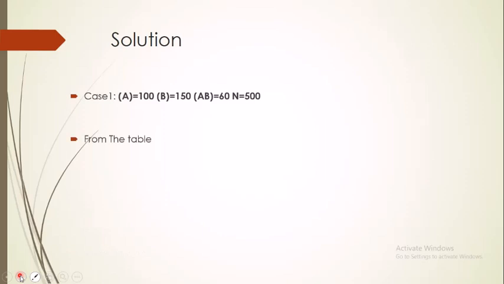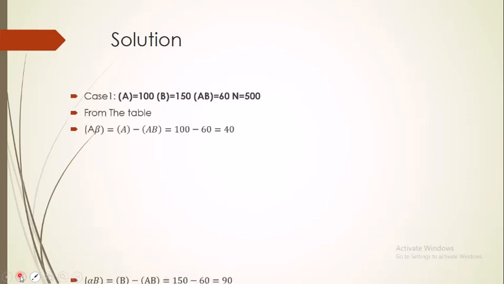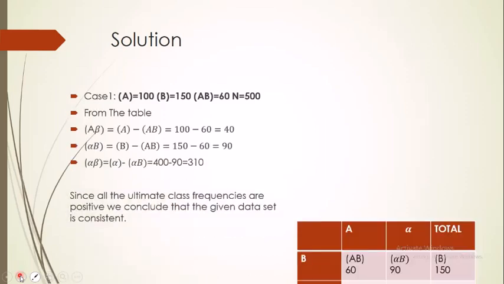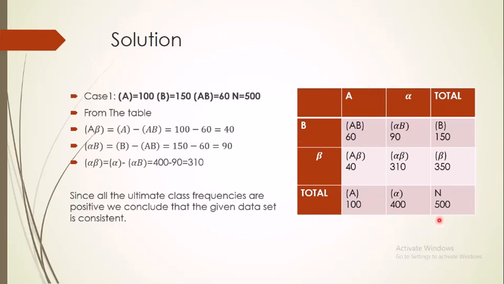Solution. From the question, case 1, we know the values of A, B, AB and N. So we will form a table. This is the table that we have formed, and I hope you all remember how we got this table. We have two attributes over here, A and B, and thus we got this table. Now I'm going to substitute all the values which are known to me inside the table. So already I have substituted the values and calculated the missing values.